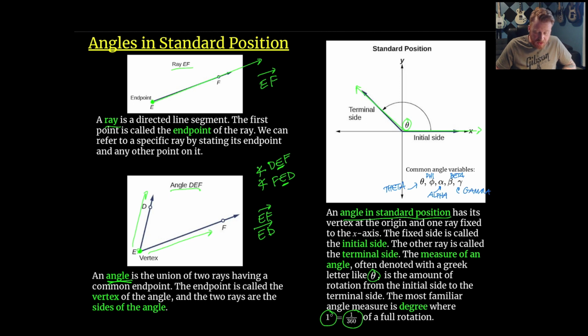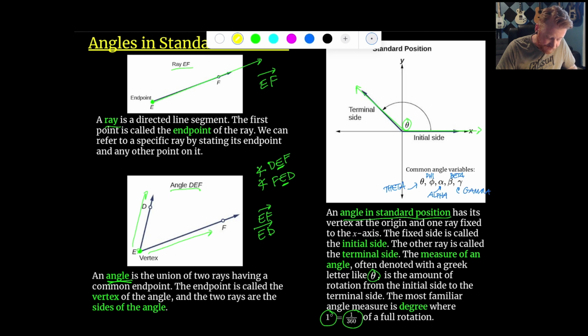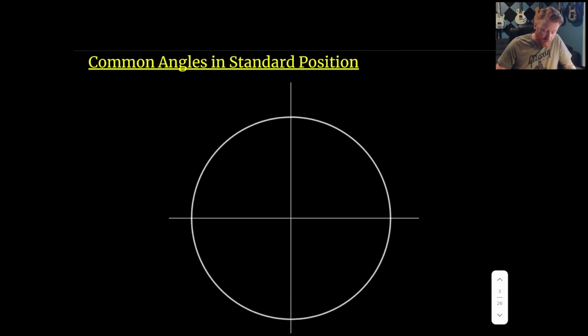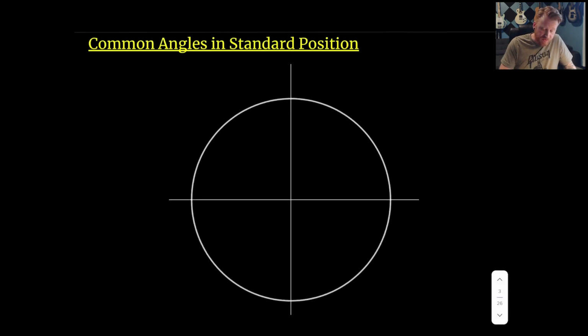We want to be mostly looking at angles in standard position. So we'll take whatever angle we have, we'll fix it to the coordinate system, we'll make sure that one side is fixed to the x-axis, and then we can measure the other side by looking at how far it's traveling around the coordinate system here. So let's take a look at some common angles in standard position.